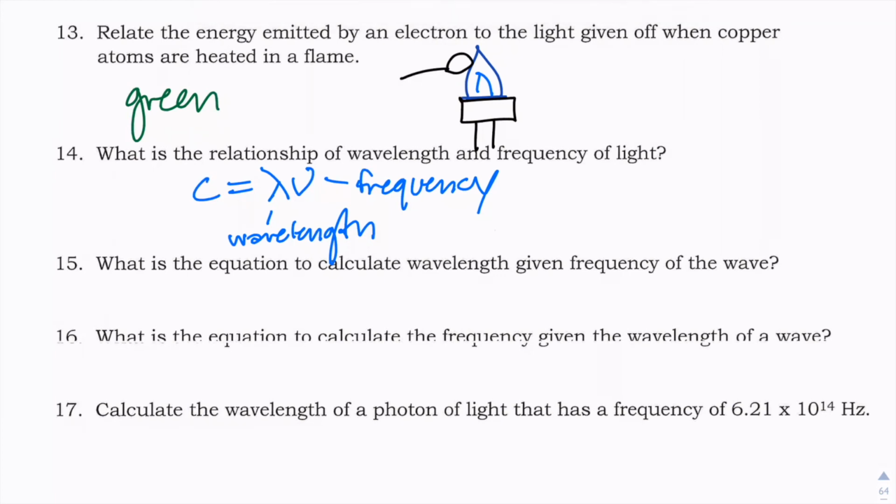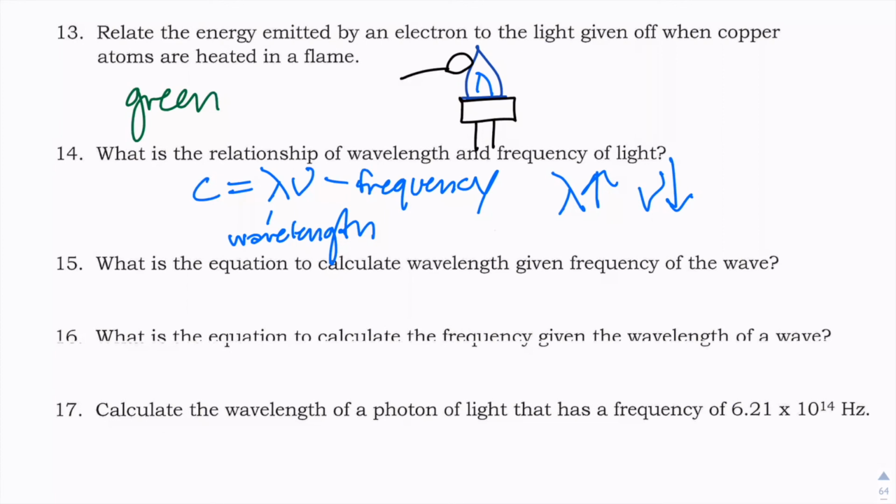So in order for this to remain constant, the speed of light stays the same. So as the wavelength increases, the frequency decreases, and vice versa. So it's an inverse relationship.